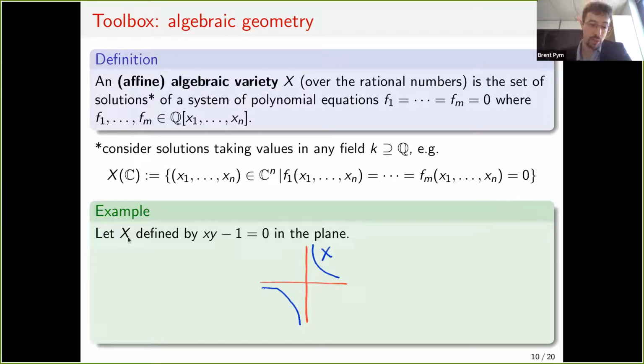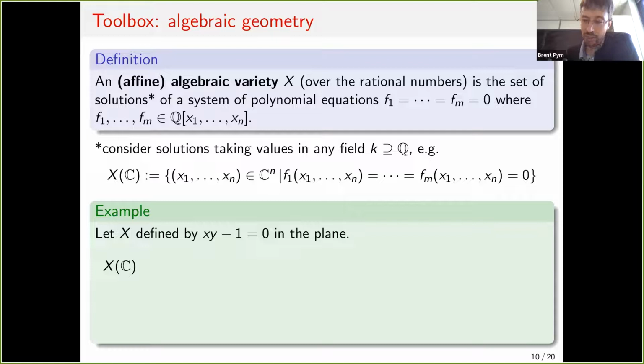So for instance, we can consider the following example. Here's an algebraic variety, a very simple one. It's the region defined by the equation xy is equal to 1. So if I think of x and y as, say, real numbers, then I'm just plotting the hyperbola where y is equal to 1 over x. So that's a very simple example of an algebraic variety.